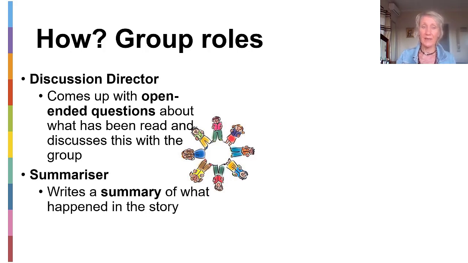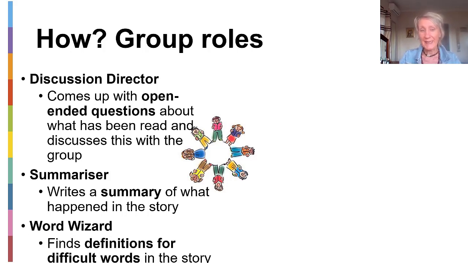The summarizer writes a summary of what happened in the story. And you can do this chapter by chapter or section by section, but they will summarize. This will also go back to the group, and after he or she has written a summary, they will say what they feel should be taken out, what should be added, and so on. The word wizard is the person that can look for difficult words that he feels might be a challenge for the people in the group, and then he'll find definitions for those words in the story.